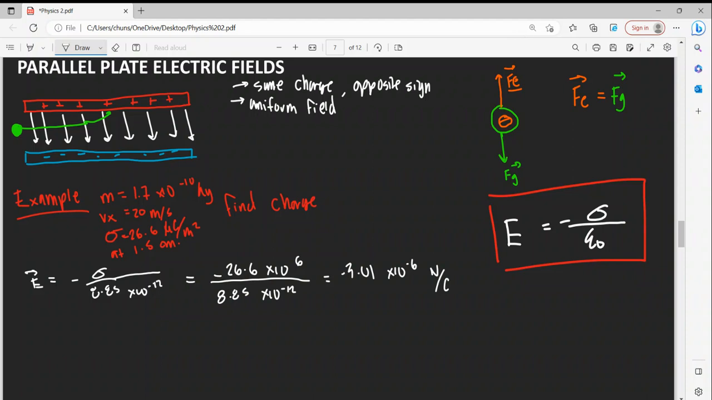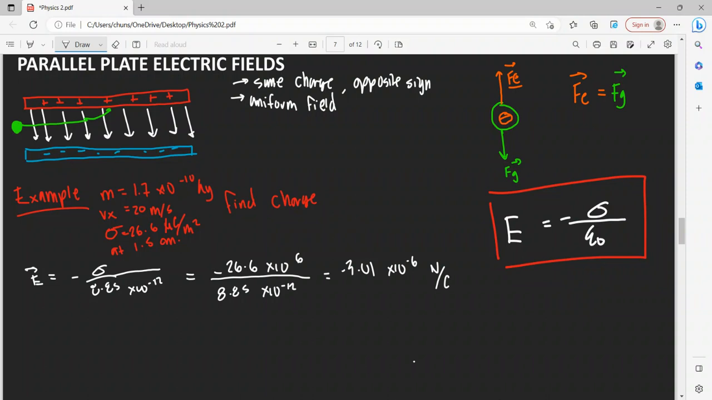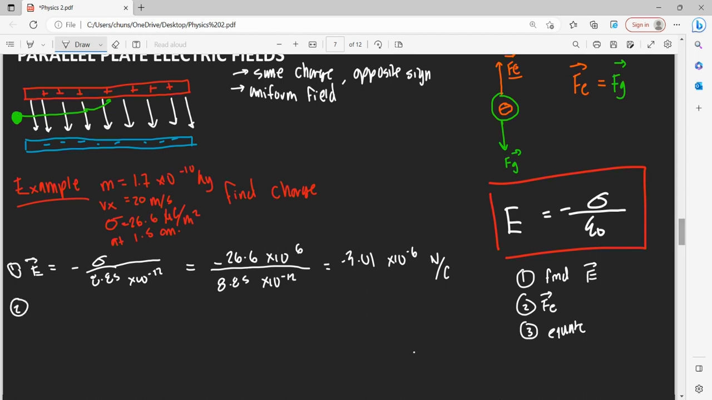Okay, so I'm sure some of you are already figuring out what we are going to do to be able to solve this. So first we're going to find electric field. We're going to use electric field to find electrostatic force. Then we're going to use our motions to equate our forces. So that was step 1. So now moving on to step 2.